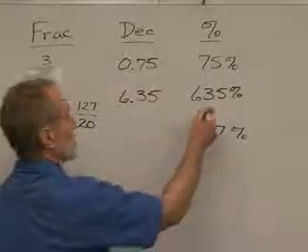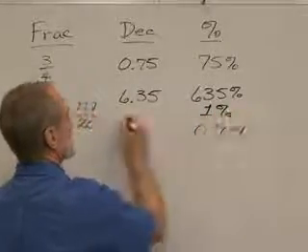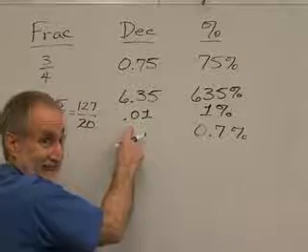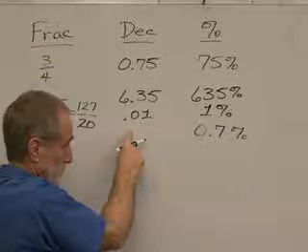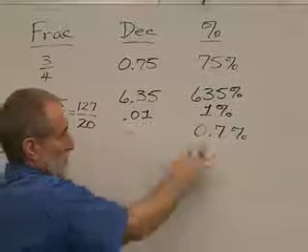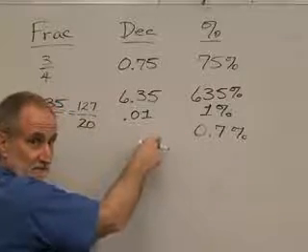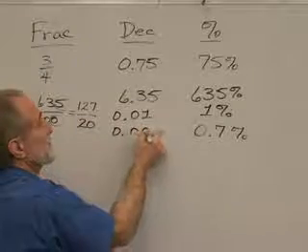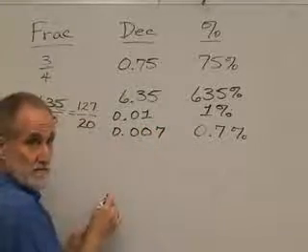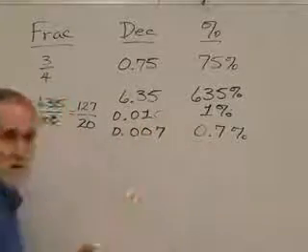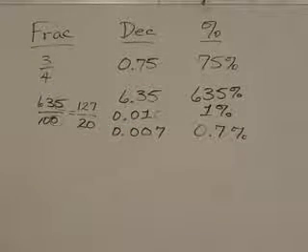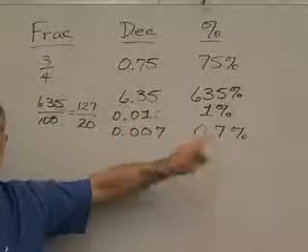So if 1% is 0.01, then this thing needs to be smaller than that, right? So we go 2 places to the left and we get 0.007, which indeed is smaller than 0.01. Okay. This is a tiny number. This is a fraction of a percent.